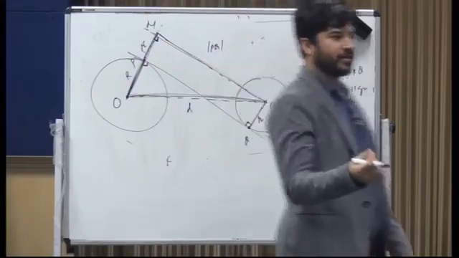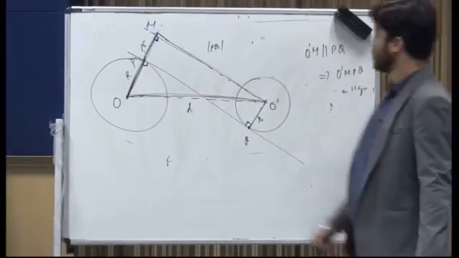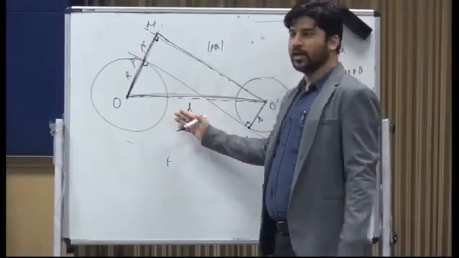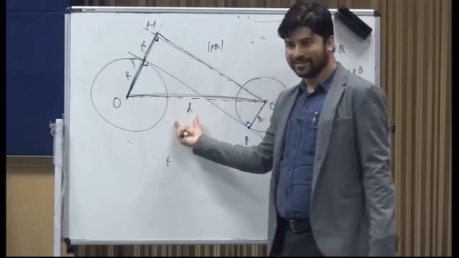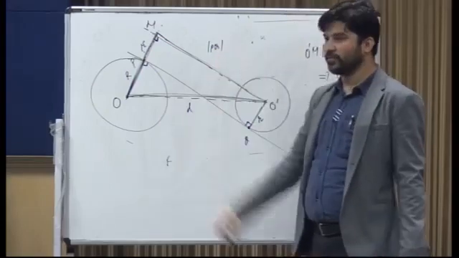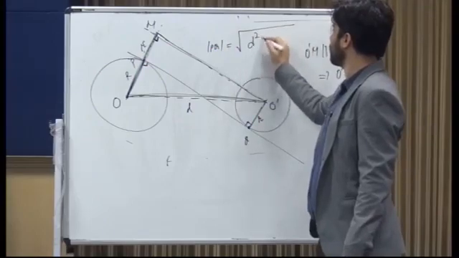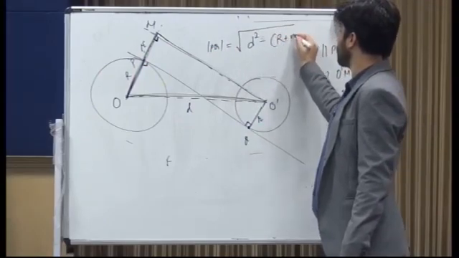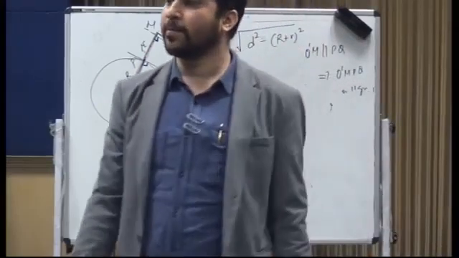We don't have different color markers, please. So I know the base is R plus r. I know this is D. So what should be mod PQ? Under root, that is Pythagoras, right? Understood?